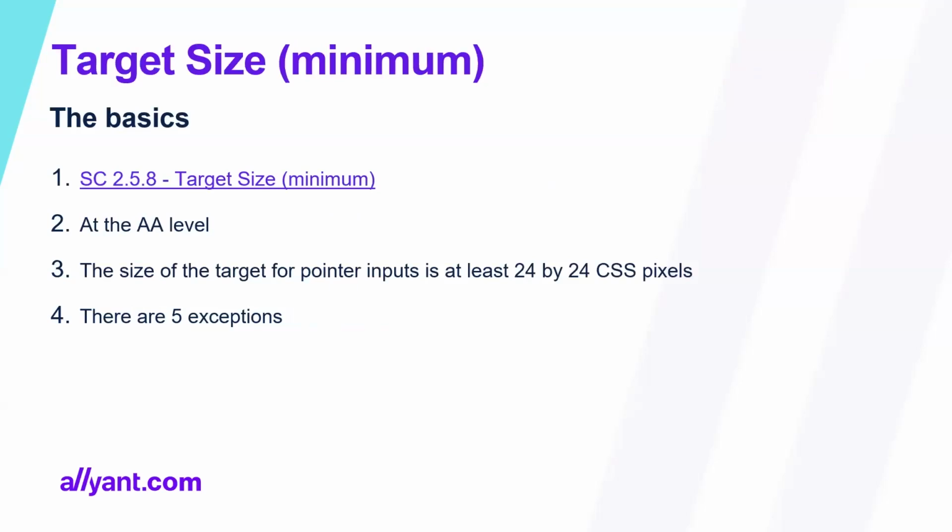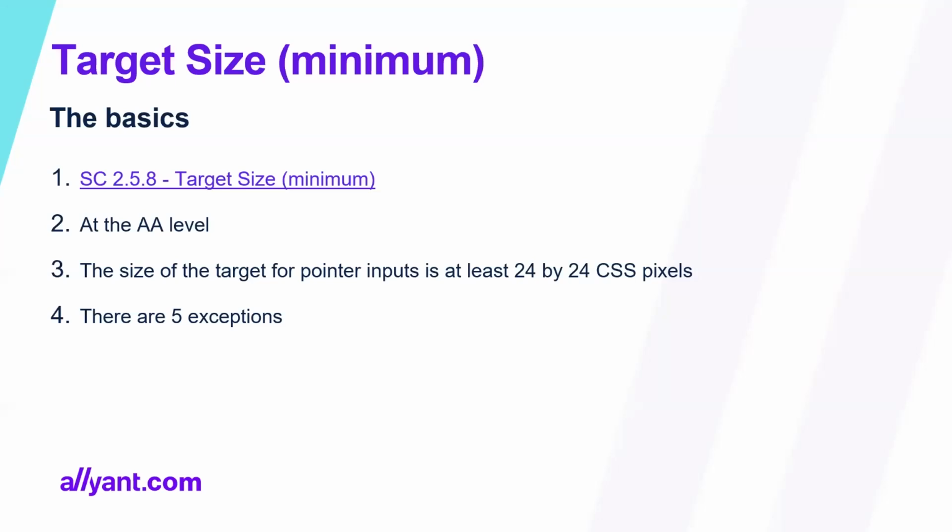All right, some of the basics of this requirement. This is success criteria 2.5.8. It's target size minimum, not the enhanced one. This comes in at the AA level. And basically, to paraphrase W3C, the size of the target for pointer inputs needs to be at least 24 by 24 CSS pixels. We'll talk about that, right?